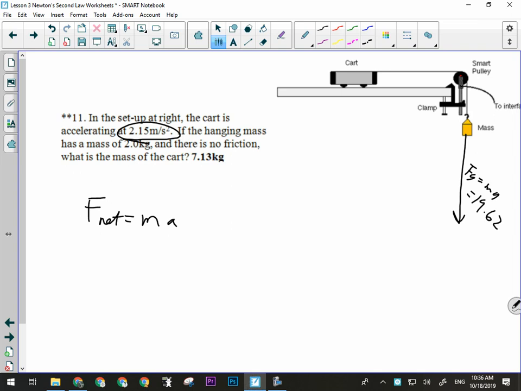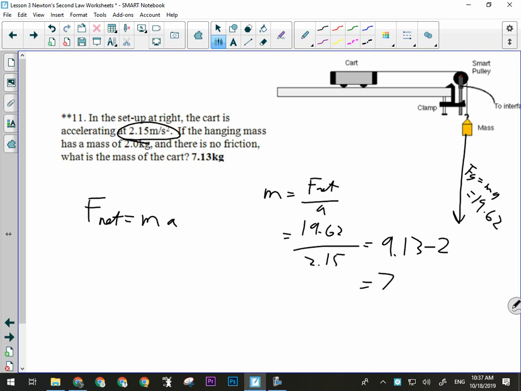Okay, which is why when you do this, you actually get 9.13 kilograms. That's the mass of the system. There's 2 kilograms hanging over the pulley. Okay, so when we go mass equals F net over A, we go 19.62 divided by 2.15, and we get 9.13. And we have to subtract from that the 2 hanging kilograms, okay, off of that to get the mass of the cart, 7.13 kilograms.